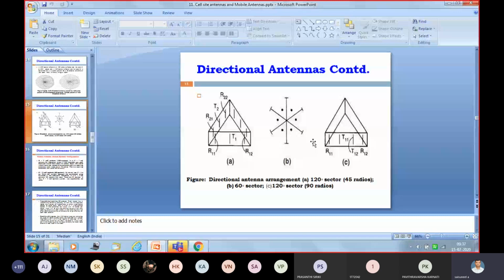Here see this one. The first one is the 120-degree sector, nothing but 3 parts. This is the first part of the hexagon, this is the second part, this is the third part. The first part contains how many transmitting antennas? One transmitting antenna for a particular direction. How many receiving antennas? 2 receiving antennas in a particular direction. Similarly, the second has T2 and R21 and R22, and the next is T3 and R31 and R32. For each direction we use separate receiving antennas and separate transmitting antennas.